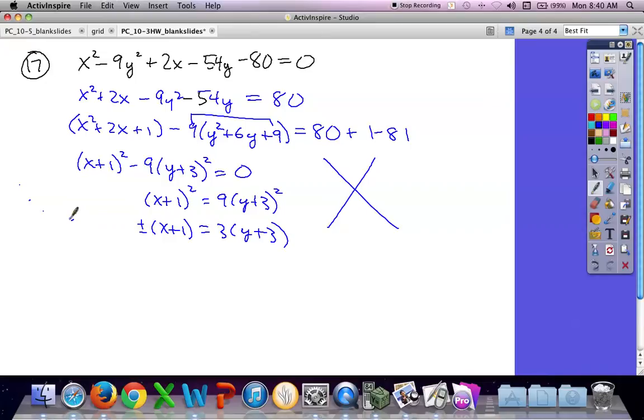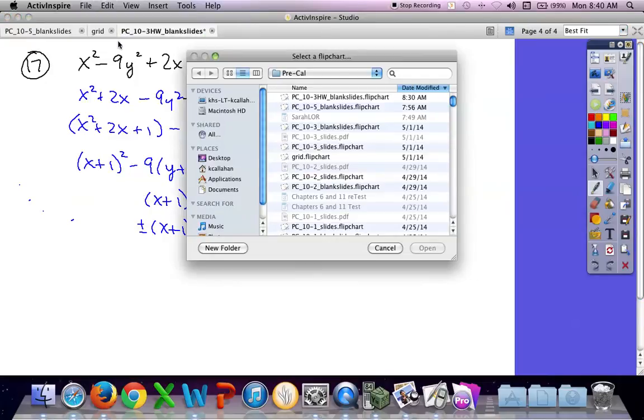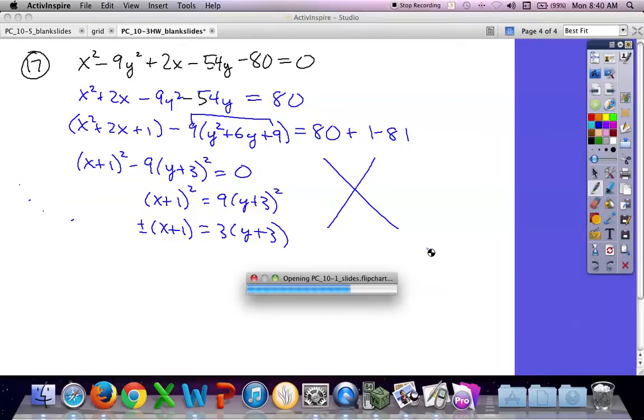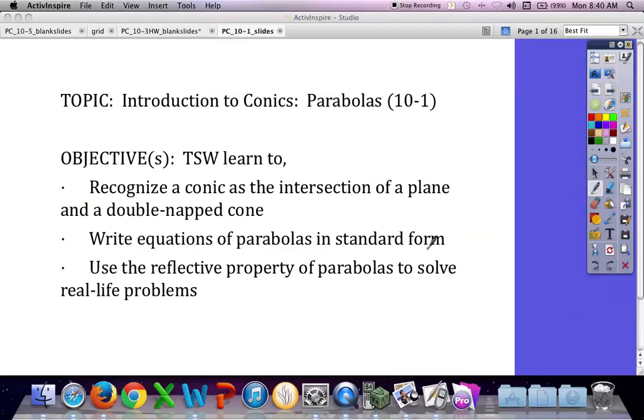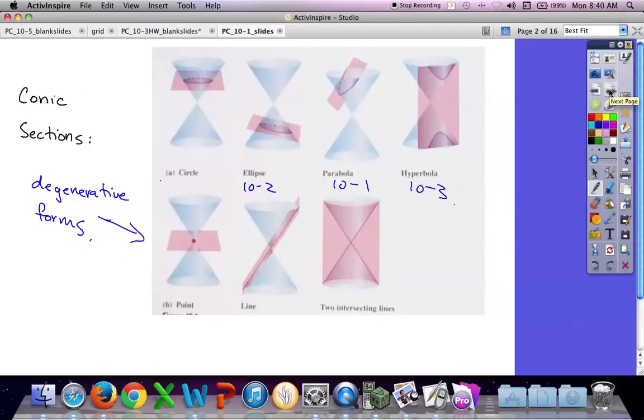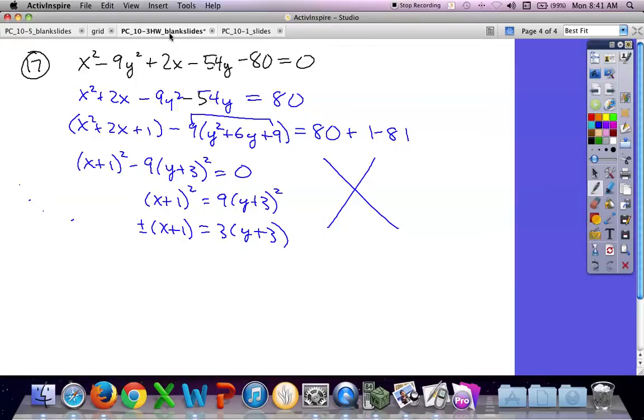Again, if you go back to Open Precalc, that was in the 10.1 slides. Those are good enough. That's this one right here. Right? It's a degenerate case because it goes right through the vertex. If you go through the vertex, you're not going to end up getting a conic section like one of those. So that's why 17 works out like this.